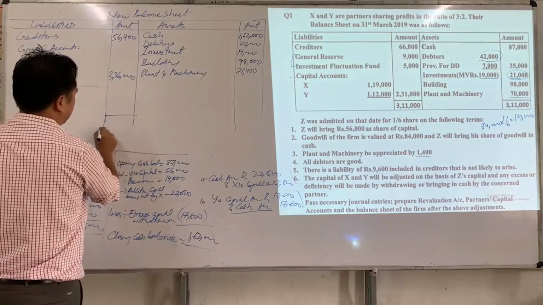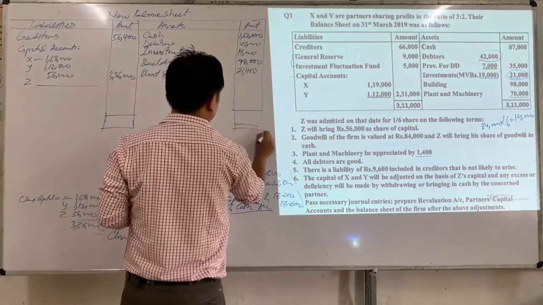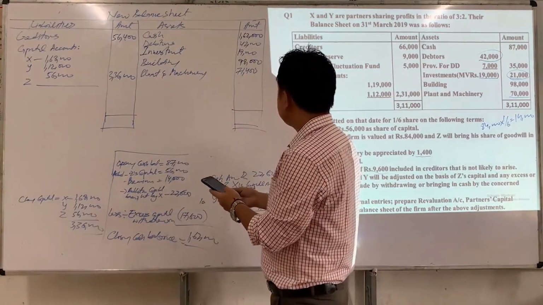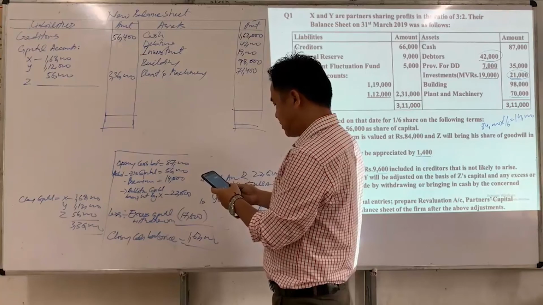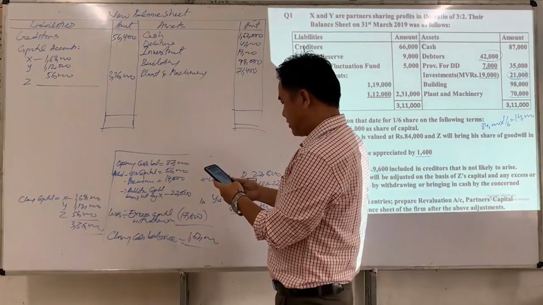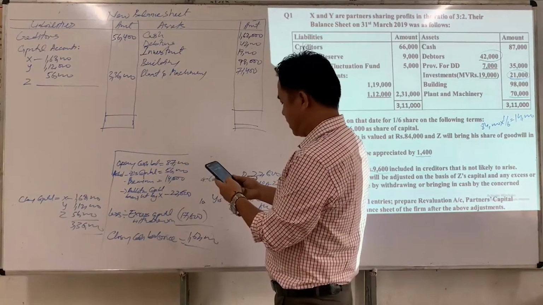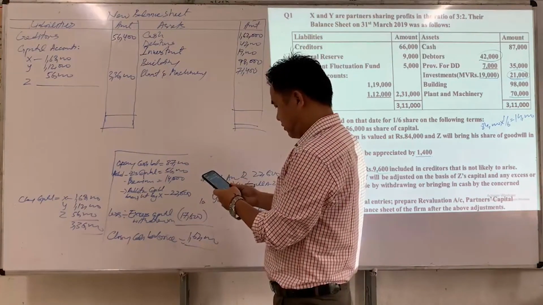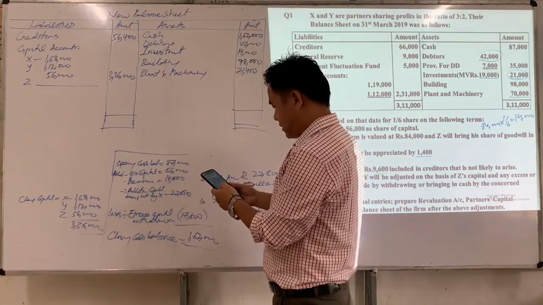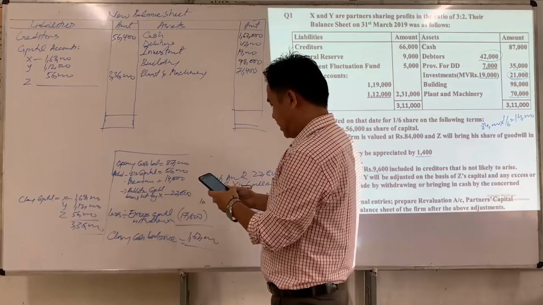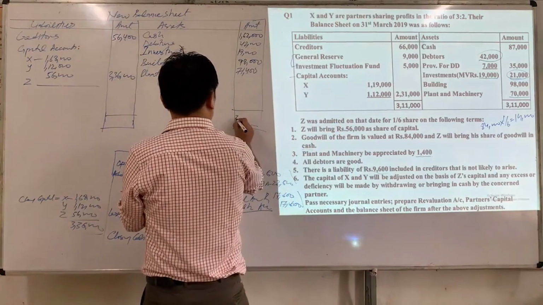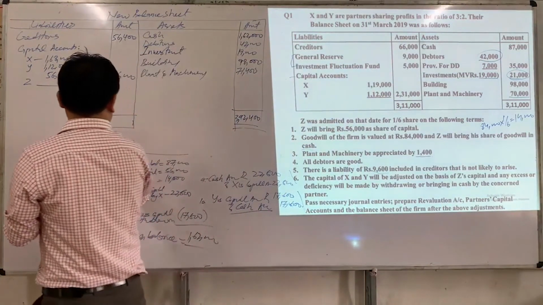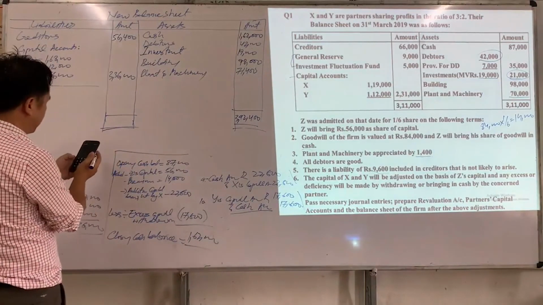Okay. Now we are going to add up total assets. 1,62,000, 42,000, 19,000, plus 98,000, plus 71,400, and the total asset is 3,92,400.